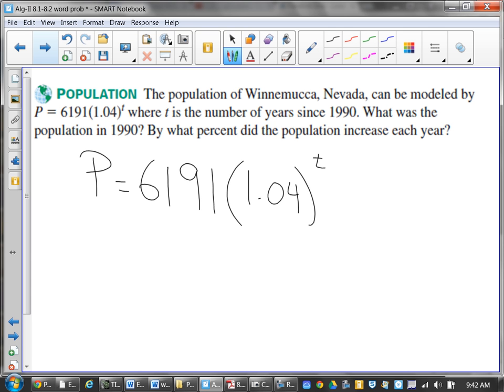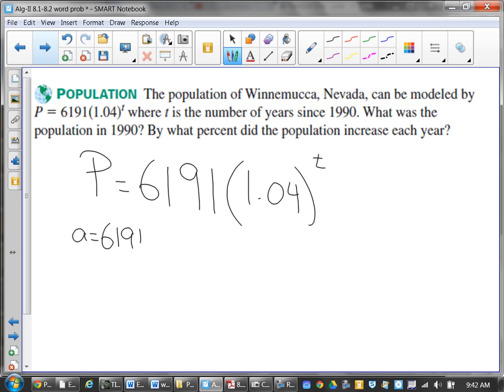If your year 0 is 1990, what's your initial amount? 6,000. There's your initial. So your A value is 6191. Remember, if T is 0, that means it's 1.04 to the 0. What's anything to the 0 power? 1. So therefore, that means that's your initial amount. That's how that works. So what's 1 times 6191? I'm just telling you that's what it is.